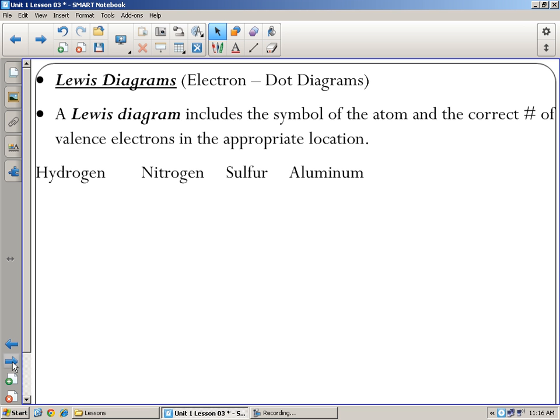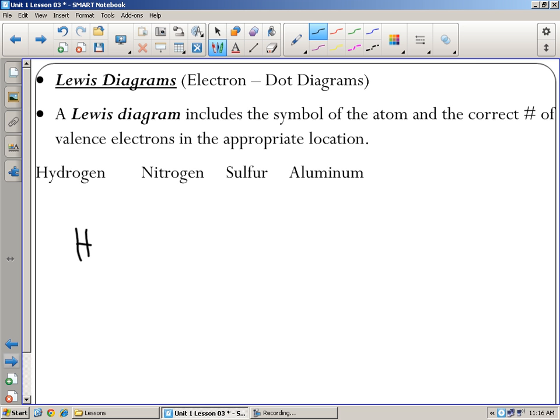Lewis diagrams, also know this. Lewis diagrams are also called electron dot diagrams. Same thing, okay, because really you're using electrons as dots, but you'll hear both terms, okay? So make sure you know that they're the same thing. Lewis diagrams are electron dot diagrams.